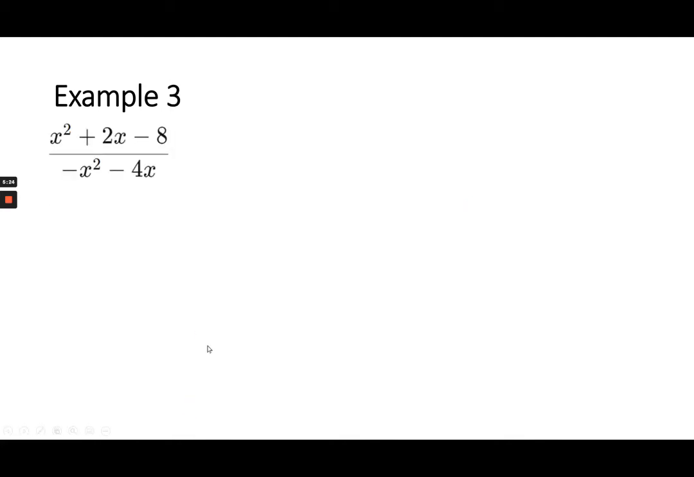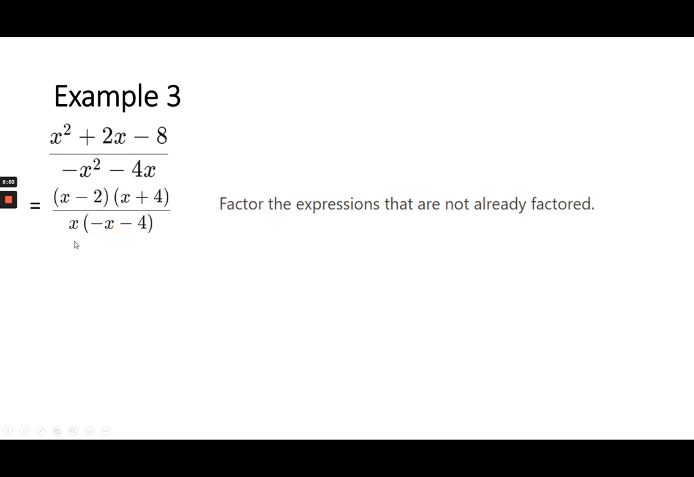And this is going to be the last example. Simplify x squared plus 2x minus 8 all over negative x squared minus 4x. Factor the expressions that are not already factored. Actually, both numerator and denominator need to be factored. On top, you have negative 8, which has a factor of 4 times 2, which is negative. Since 8 is negative, 4 is positive, 2 is negative, so that 4 minus 2 gives you a positive 2. So you have x minus 2, x plus 4 in your numerator.